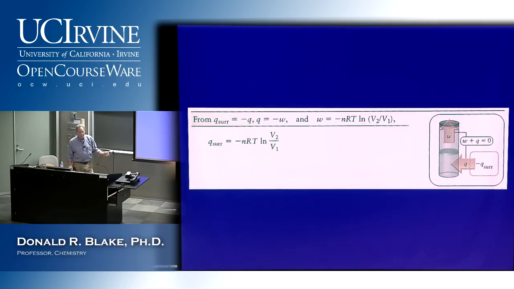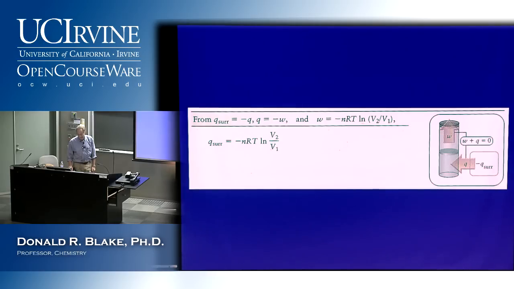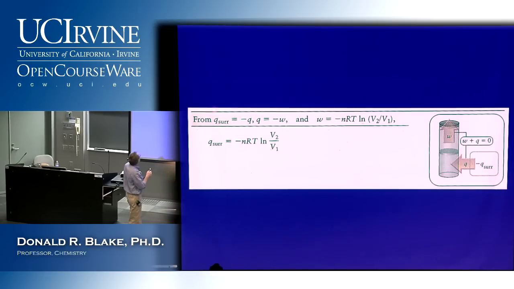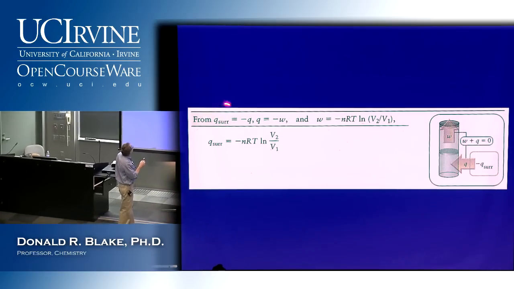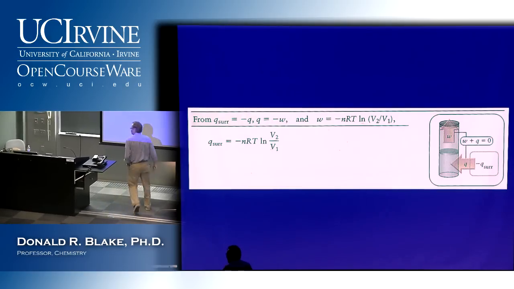So when it's not, we do this. We've got that Q is equal, remember that this was the work, right? Work was equal to the minus nRT log V2 over V1, okay? Q surroundings is equal to the negative Q of this, so that's why we're using this work function right here to figure out the heat.